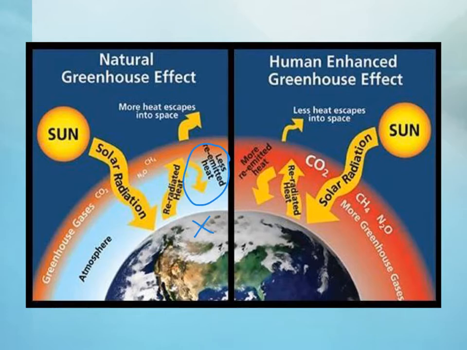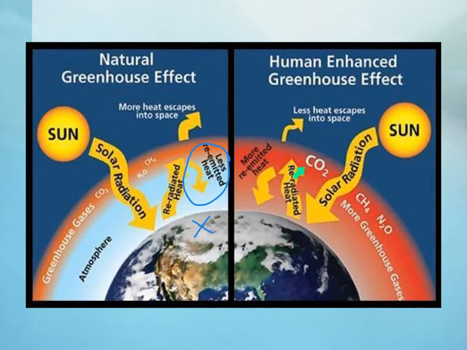There's plenty of planets that don't have atmospheres that get enough solar radiation, but the problem is that the radiation reflects back off and just passes out to space, so none of it stays. So we would not be able to survive in a situation where we didn't have greenhouse gases. Now, on the right-hand side, we see what is a human-enhanced version of the greenhouse effect.